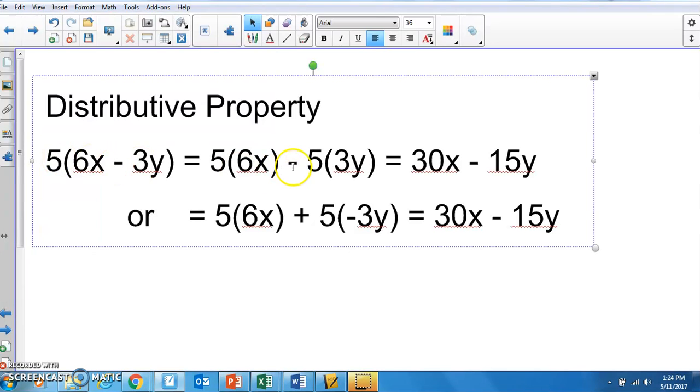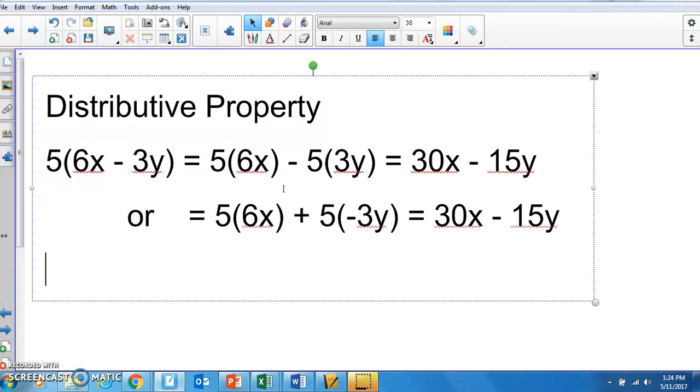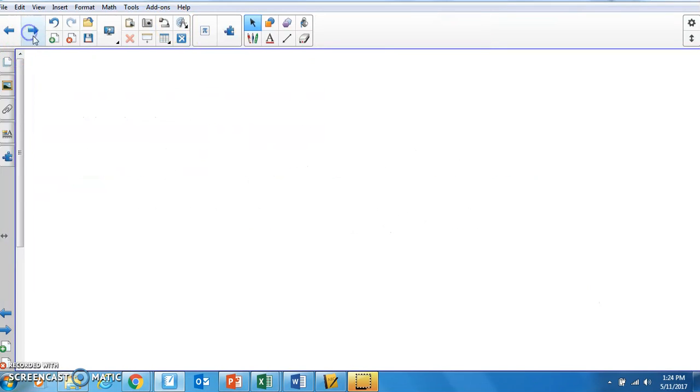So I just distributed, and I looked at this part right here a little bit differently. I brought the minus sign over right here, which gave me 5 minus 5 times 3y. Or I could have just done a positive 5 times a negative 3y. A lot of students like to go with this second method until they get the habit of doing this. So that would be an example of the distributive property. All right, so let's go to the next little concept, factoring.